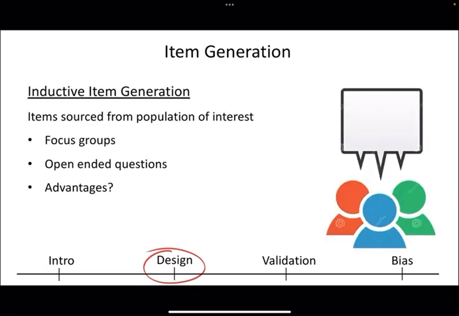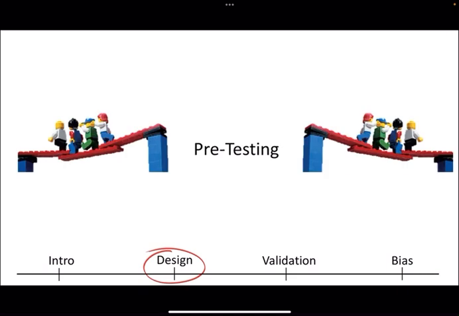Another way to do that is to figure out the demographic you're ultimately going to have take this survey, and consult them with focus groups and open-ended questions to have them generate items and answers, which is pretty neat because they might have insights that the expert doesn't.